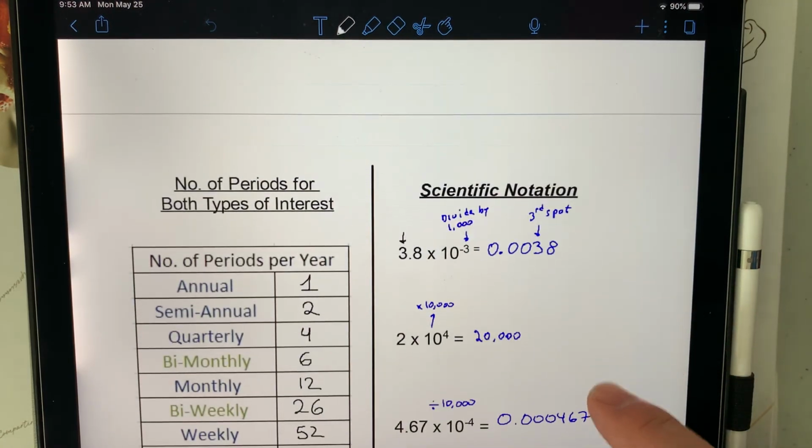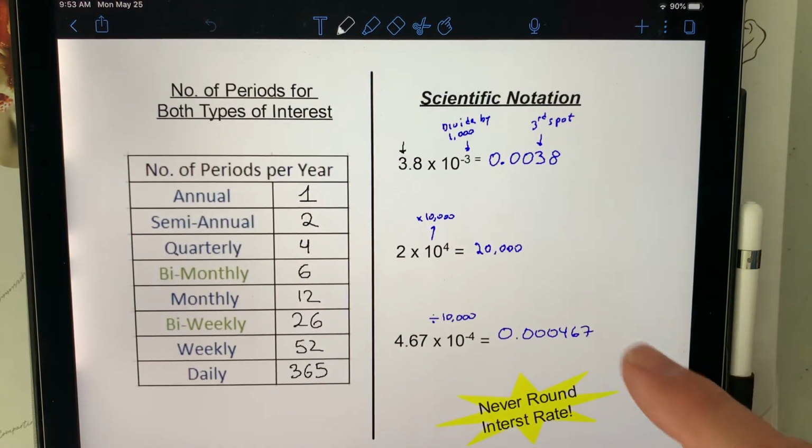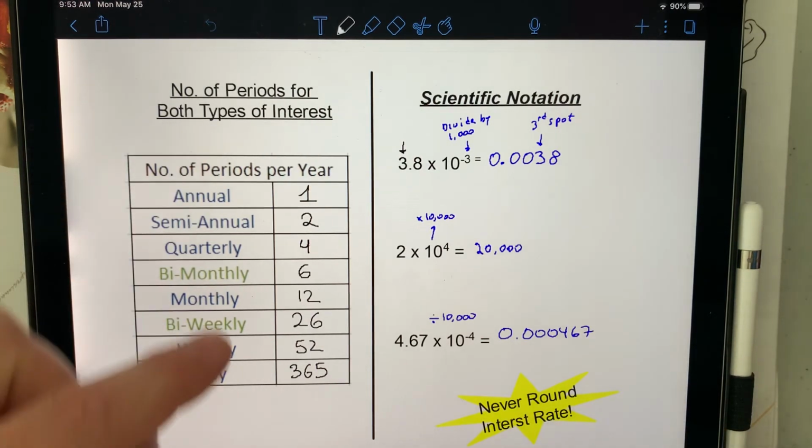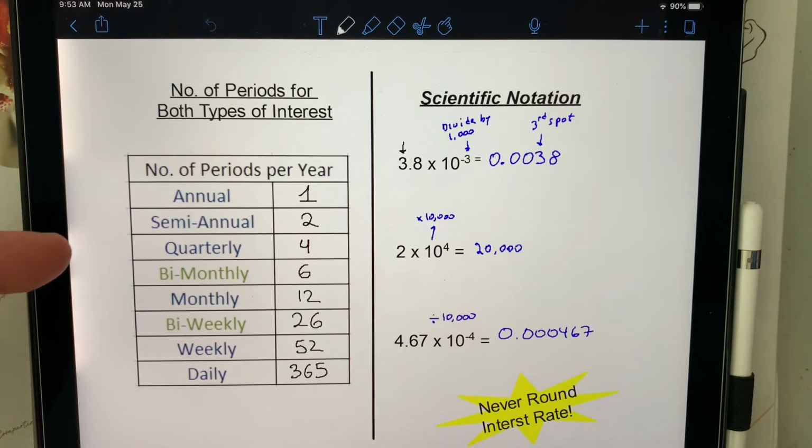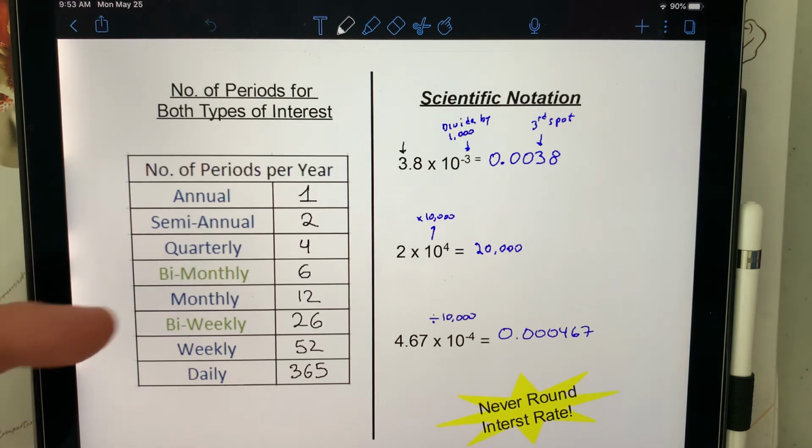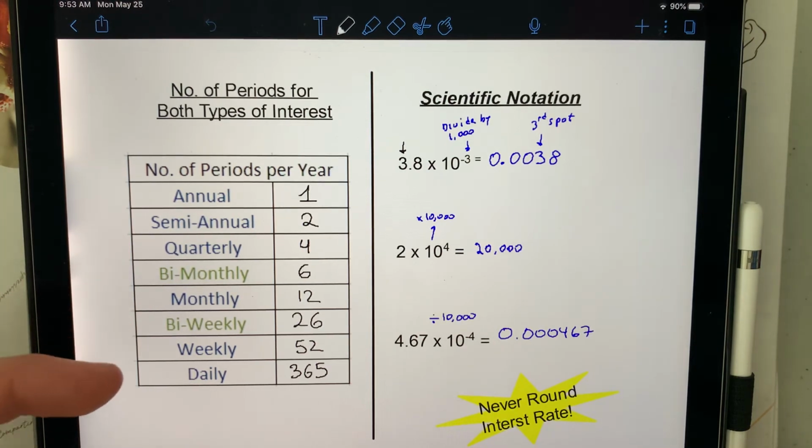I'm going to let you just copy this down. I won't talk through it. If you want to stop it and copy this table, there's 1 annual period, 2 semi-annual periods, 4 quarterly periods, 6 bi-monthly periods, 12 monthly periods, 26 bi-weekly periods, 52 weeks, and daily is 365. Sometimes it's 366, but we're going to stay with 365.